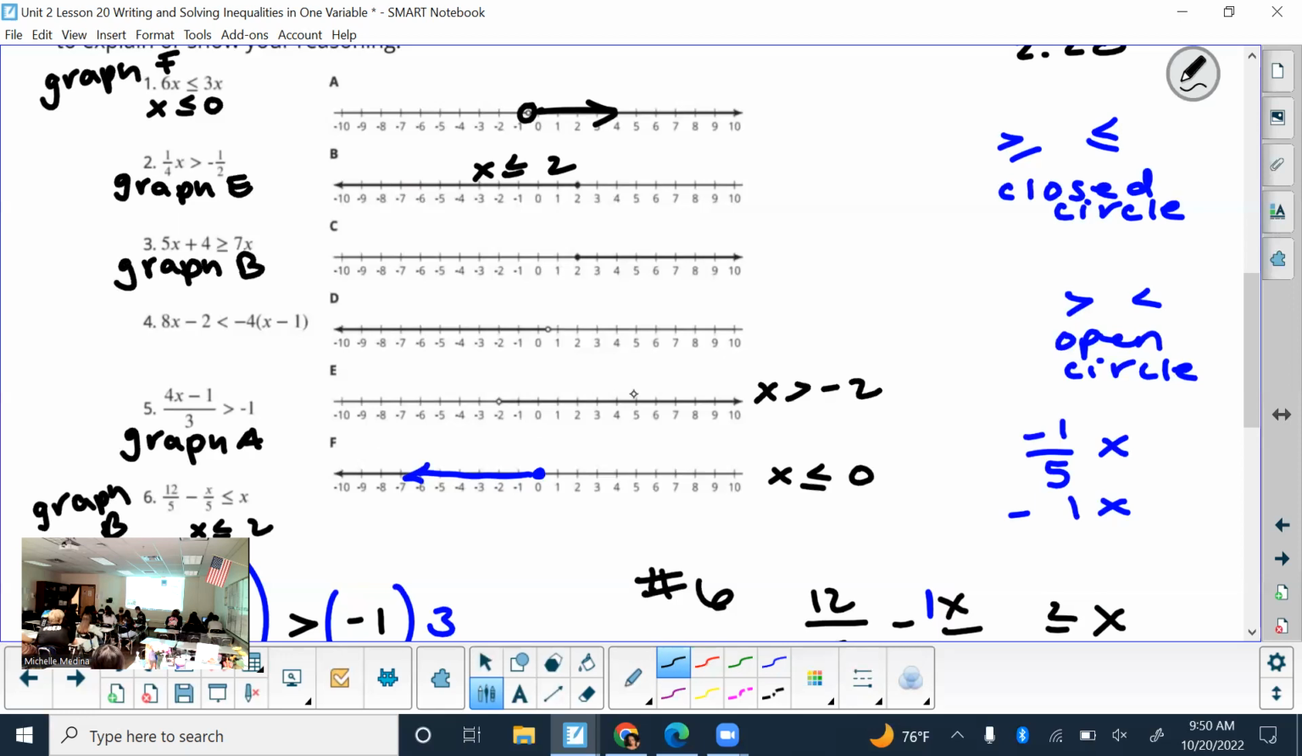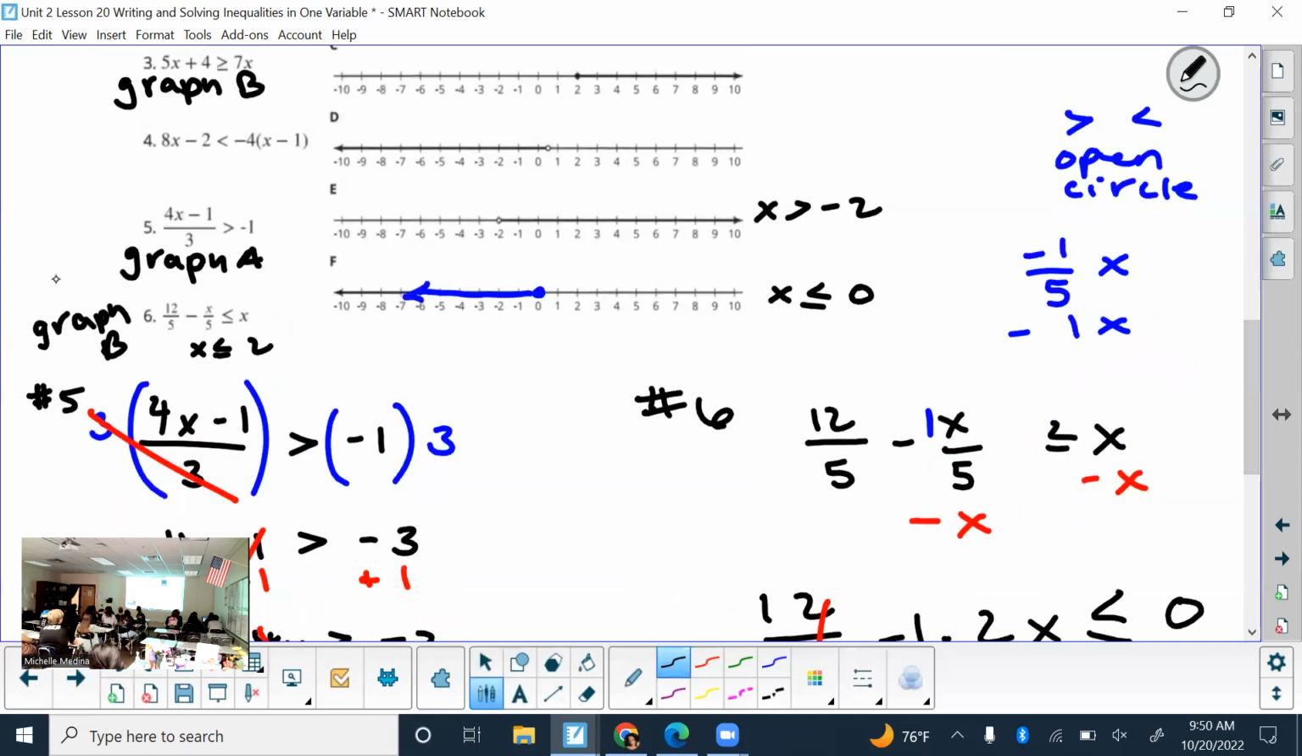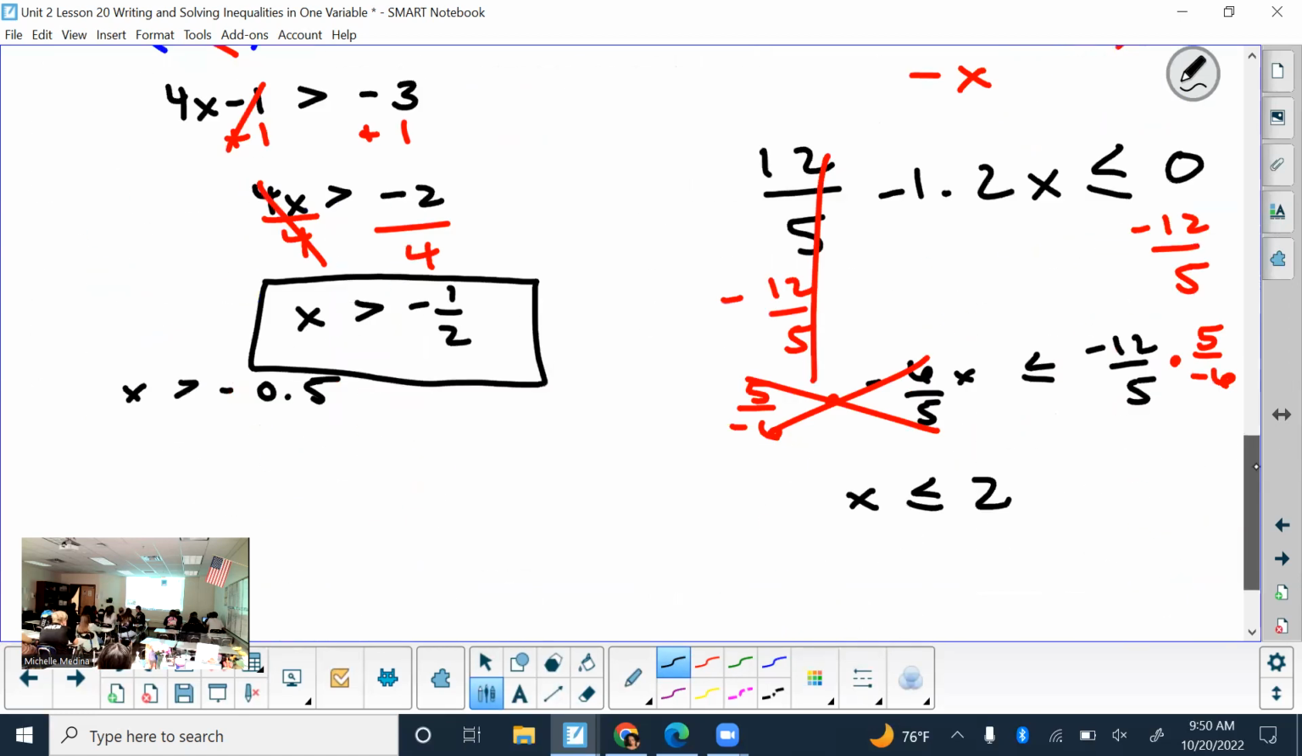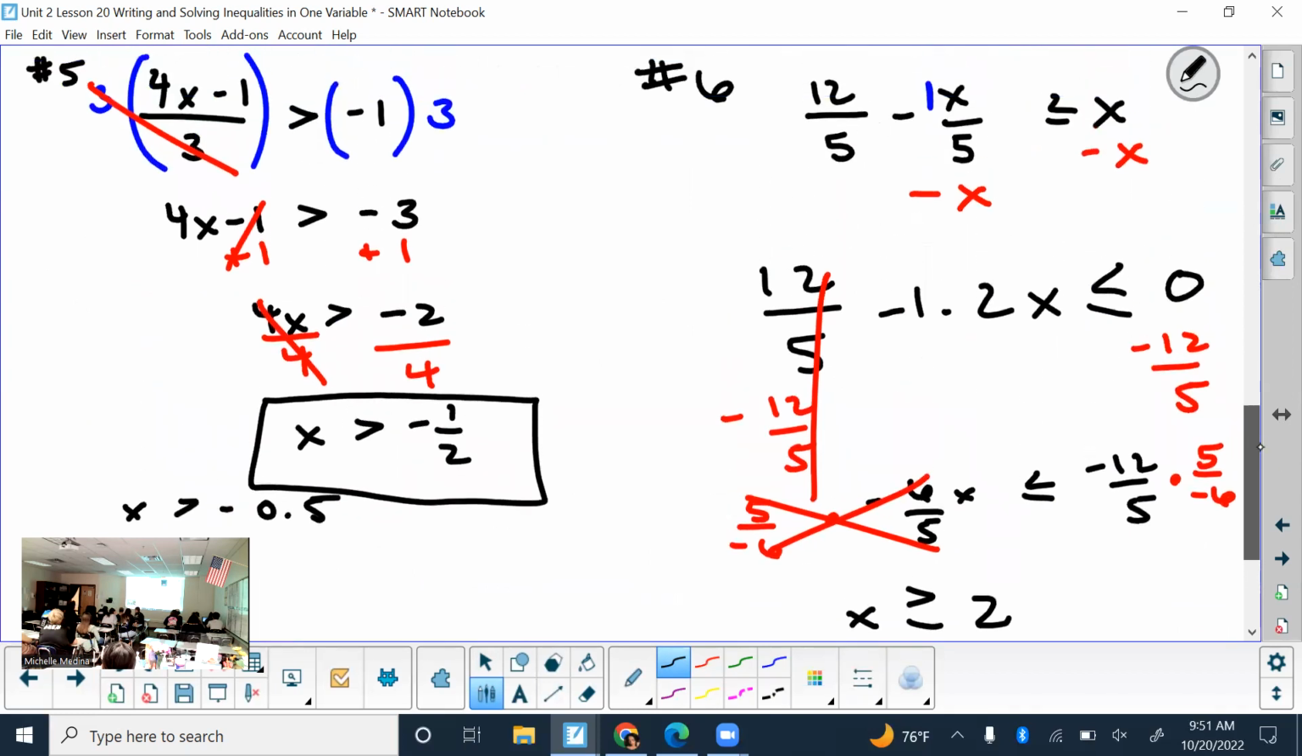So let me see, graph 6 should actually be C, and I remember why. What did we forget to do in number 6? We forgot to flip it when we multiplied by that negative. So flip the symbol in number 6. Sorry, see, it happens. So you got to ask yourself every time if the symbol flips.